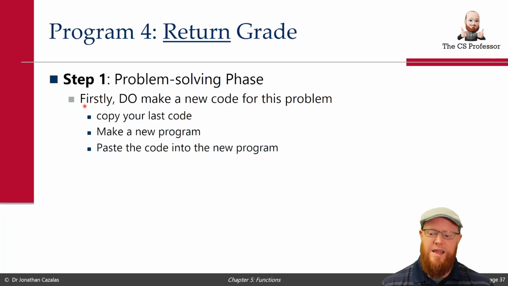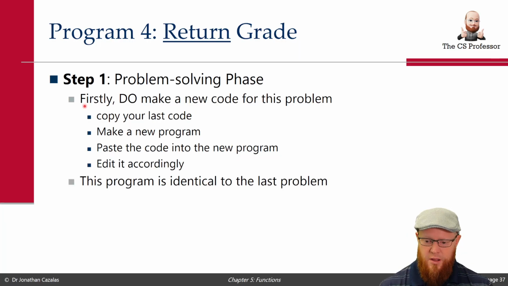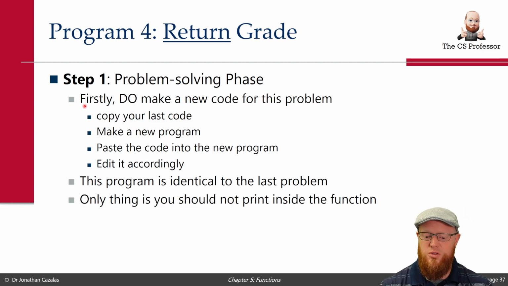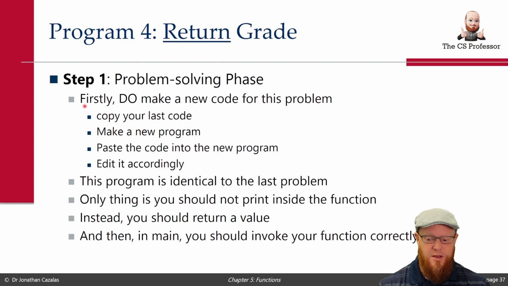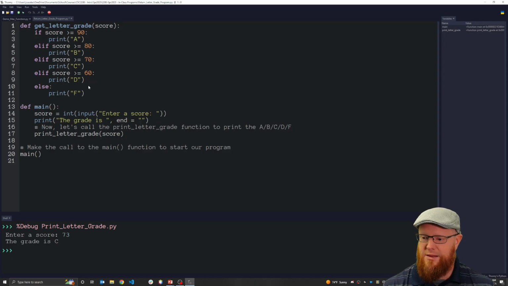So this is not going to be called print letter grade. It's going to be called get letter grade. So we want to edit this code accordingly. The program is going to have identical functionality, except now that function, instead of printing a letter grade, is going to return a letter grade. So you have to think about what's going to change in your main. So here, define get letter grade. I'm sorry, not print letter grade, get letter grade.